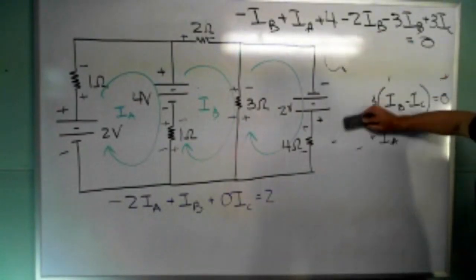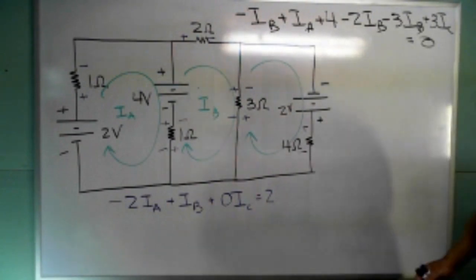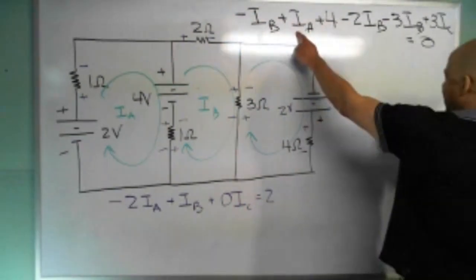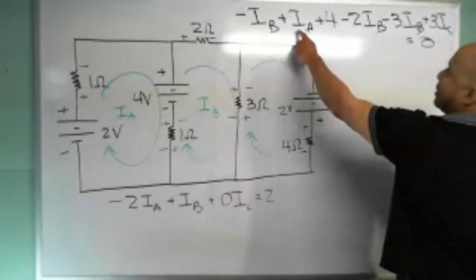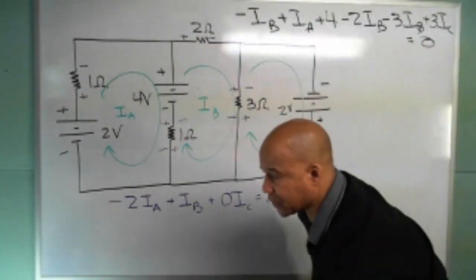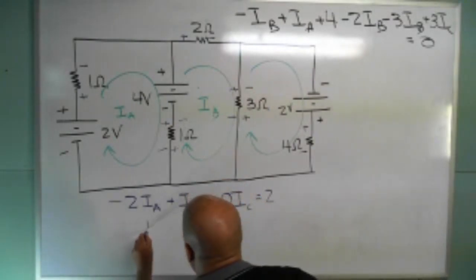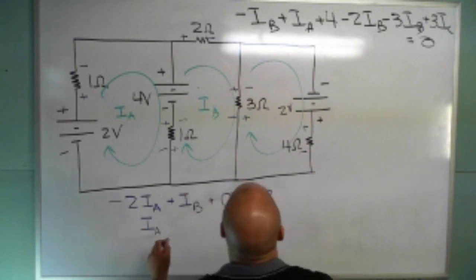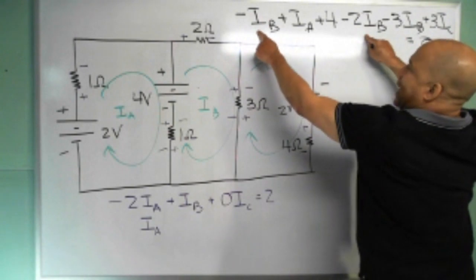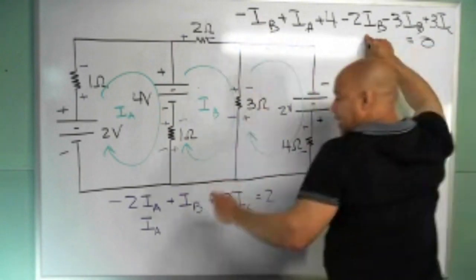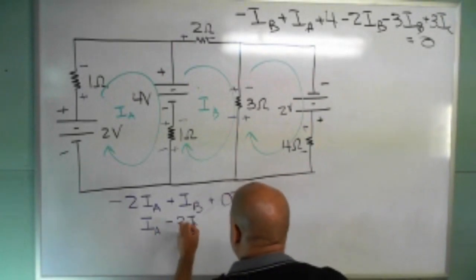I'm going to erase this. And now we got to combine like terms, Kevin. I guess this is the part you were asking about. So I got IA there, so I'm just going to put it over here. So we'll put this down here, IA. I got a negative IB there. I got a -2 there. Add those together, I get a -3 IB.